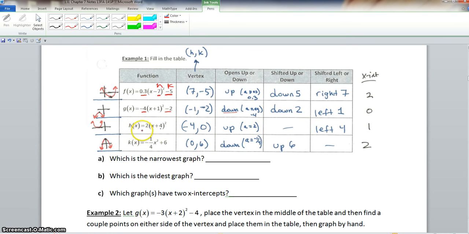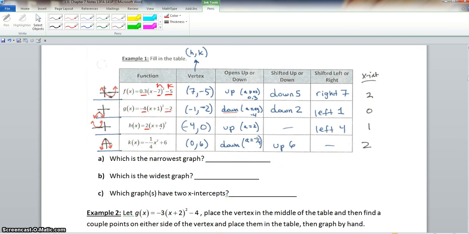Now we come here to h of x. We have 2 times the parenthesis of x plus 4. Now first of all, we know that our h would be -4. We don't have a k, so it's 0. So the vertex would be -4, 0. Now we know it goes up because our a here is a +2. Now it doesn't shift up or down because we don't have a k. And then for the shift left or right, we know that h is negative, so it'll be left 4. And then you can follow this here at your leisure.